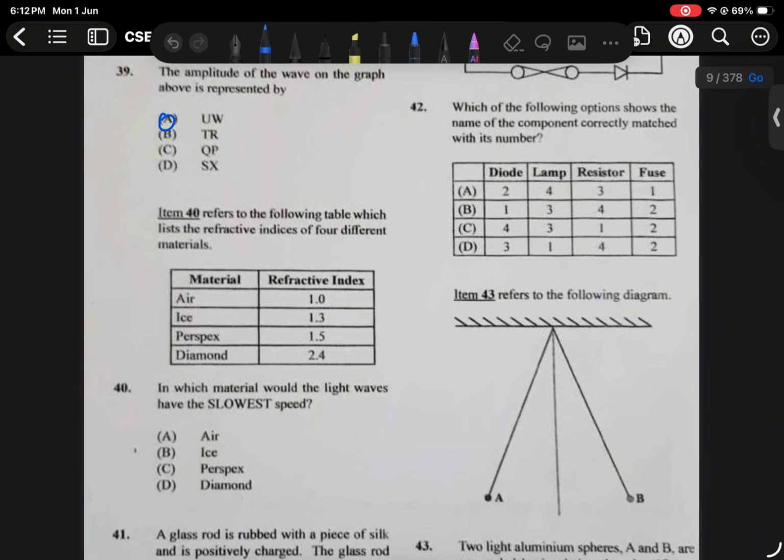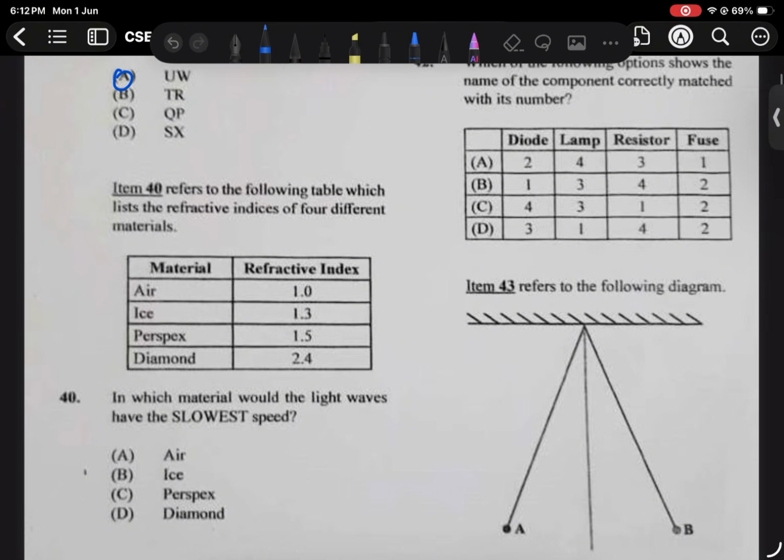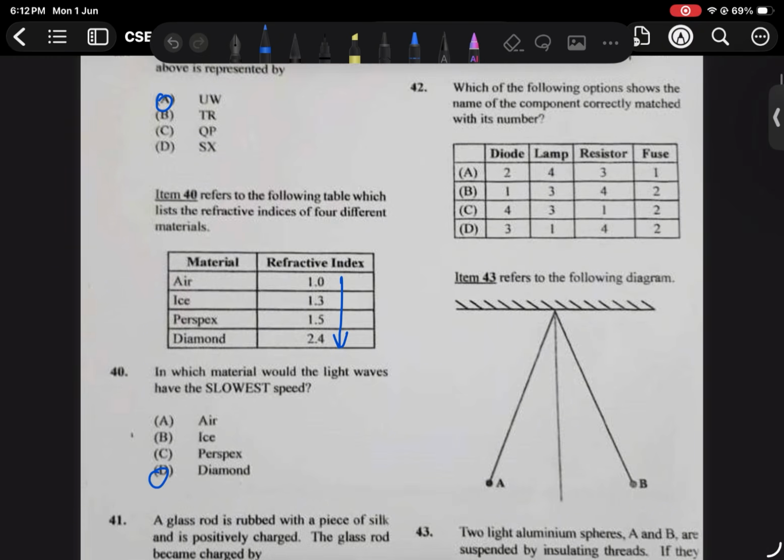In which material would the light waves have the slowest speed? As the refractive index increases, the speed of the waves will decrease. So diamond would have the slowest speed.